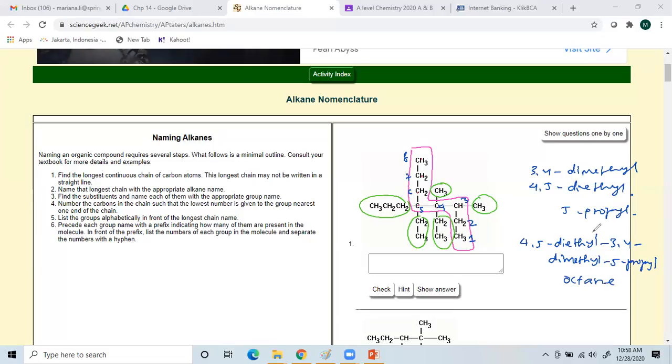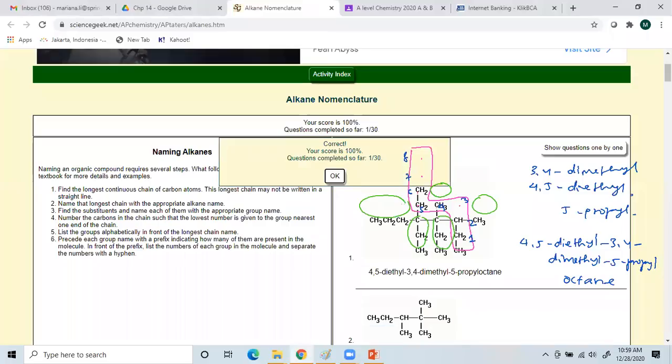Okay, I don't know the answer yet. Okay, now let's check whether this is correct or not. But if it is not correct, let's try to find why we did wrong. Okay, so for 4,5-diethyl, 3,4-dimethyl, and then 5-propyl octane. Check. Correct, your score is 100%.